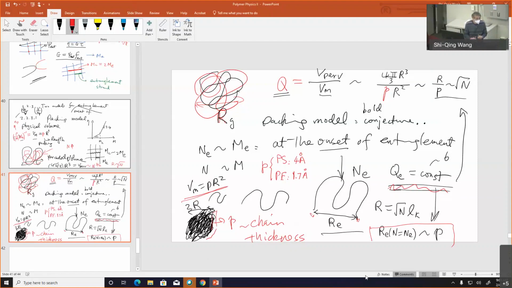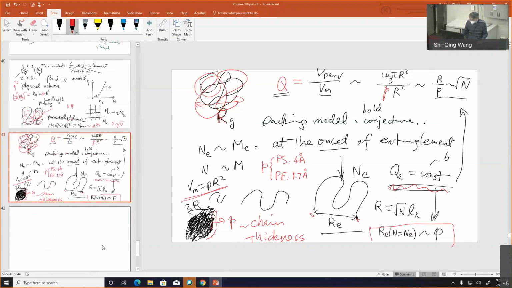By definition, by this conjecture, if it's true. And I, of course, promise to show you it is true by comparing with measurement.